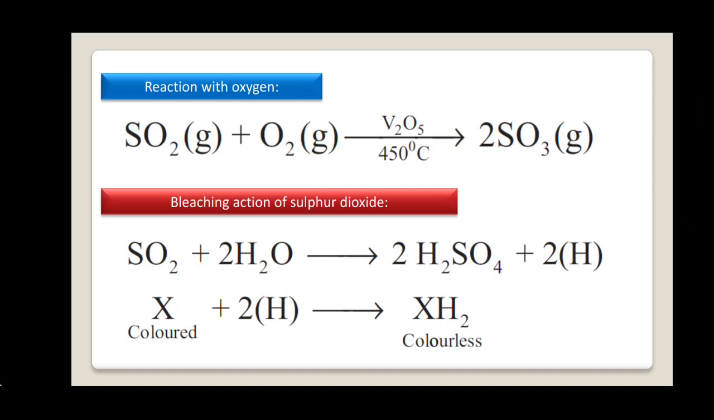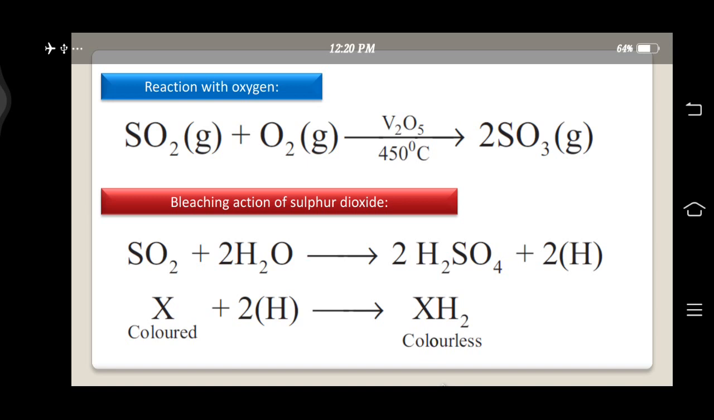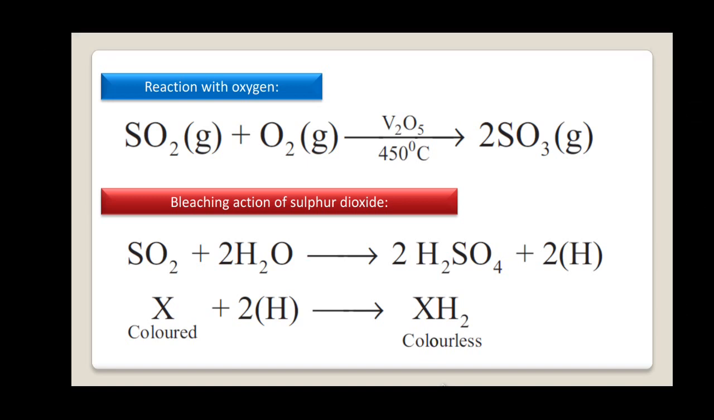However, if the bleached colorless product is allowed to stand in air, it is reoxidized by atmospheric oxygen to its original color. Hence the bleaching action of sulfur dioxide is temporary. When the colorless compound reacts again with atmospheric oxygen, it is converted back to the colored compound. So the bleaching action is temporary only. Is it clear?